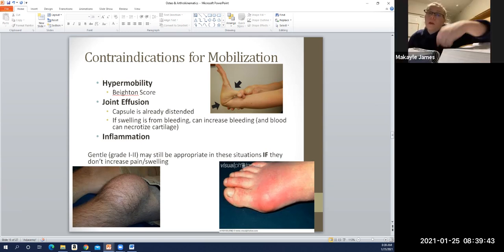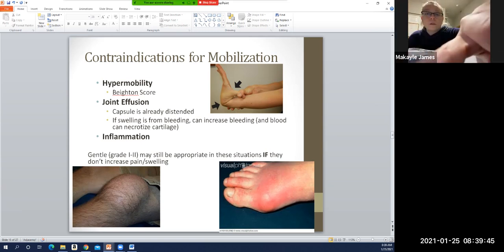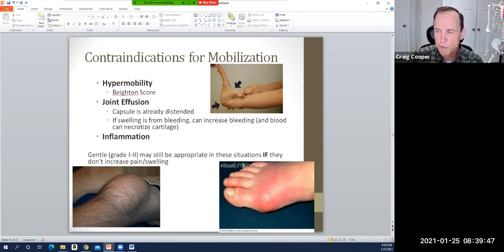Yeah. Okay. Thank you. Yep. All right. So we don't want to do mobilizations when people are already super mobile.